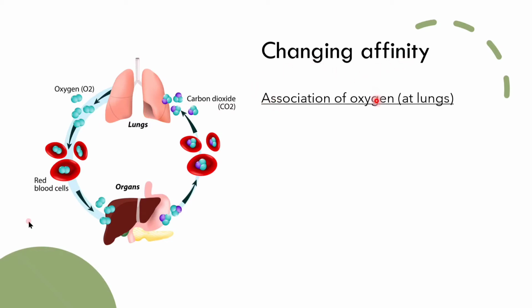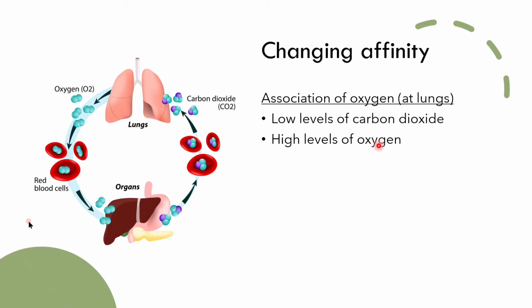So for association of oxygen at the lungs, so uptake of oxygen at the lungs, there are low levels of carbon dioxide, and this is because the carbon dioxide is diffusing into the alveoli to be forced back out into the atmosphere. And there are high levels of oxygen, because the oxygen is diffusing from the alveoli into the blood for circulation. And so the affinity is high. If there are low levels of carbon dioxide and high levels of oxygen, the affinity to oxygen of the haemoglobin will be high. So it will cause association of oxygen. It will cause the haemoglobin to uptake more oxygen.